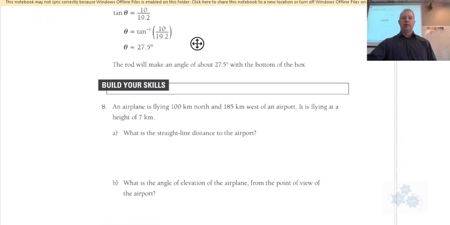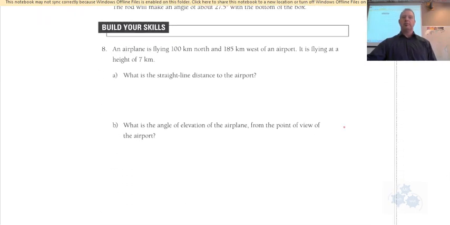All right. So let's move on to build your skills. Let's take a look at this. And I will help you get the diagram for this one, and then I'll see if you guys can take it away and use the skills that you have to solve. So an airplane is flying 100 kilometers north and 185 kilometers west of an airport. It is flying at a height of 7 kilometers. Okay, so what is the straight line distance to the airport?